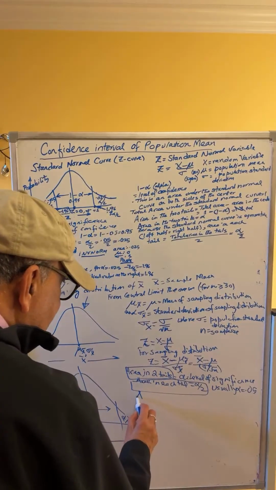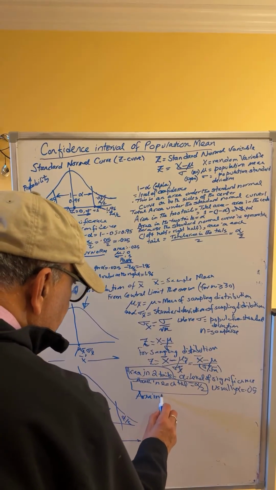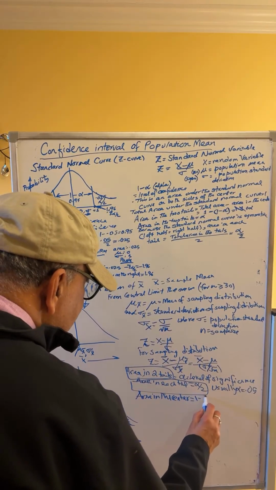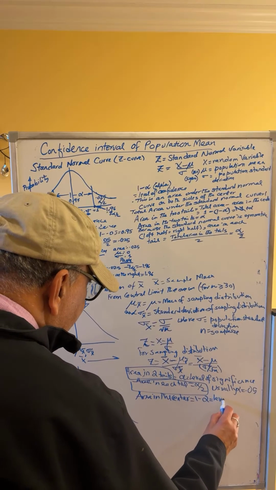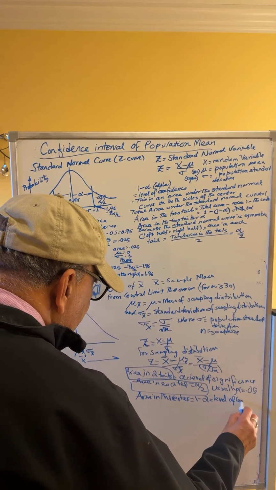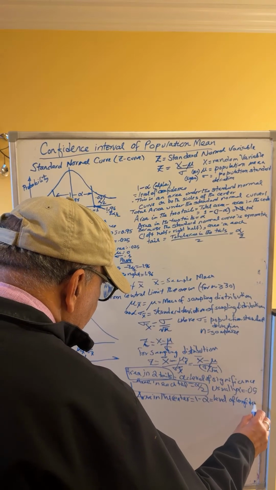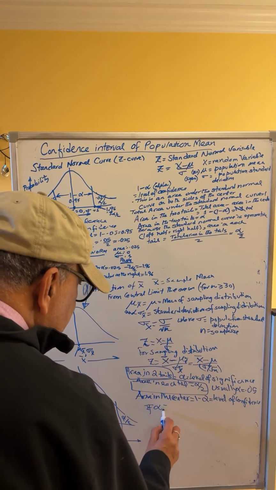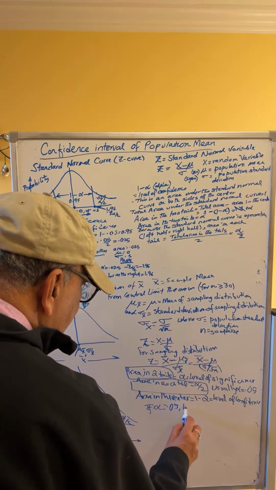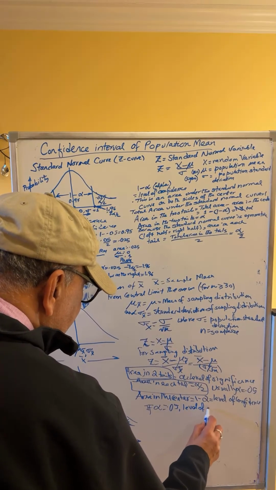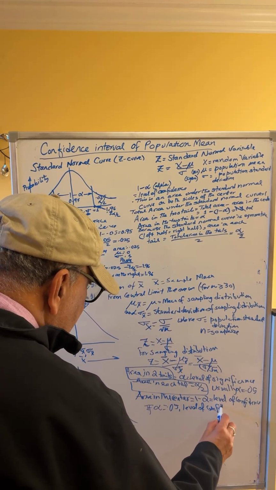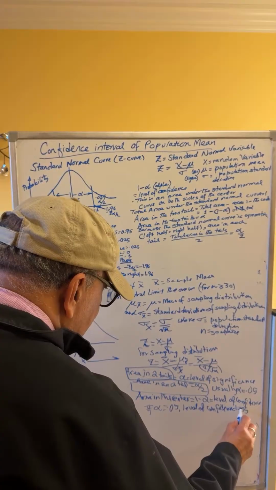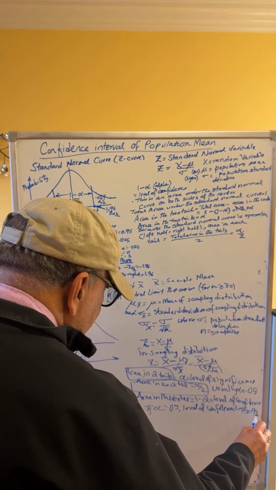Now the area in the center, which is 1 minus the area in the two tails, is 1 minus alpha, called the level of confidence. If alpha is 0.05, then the level of confidence is 1 minus 0.05, which is 0.95.